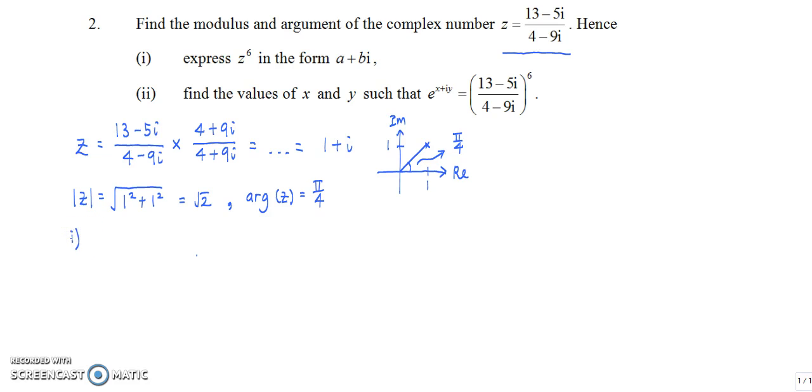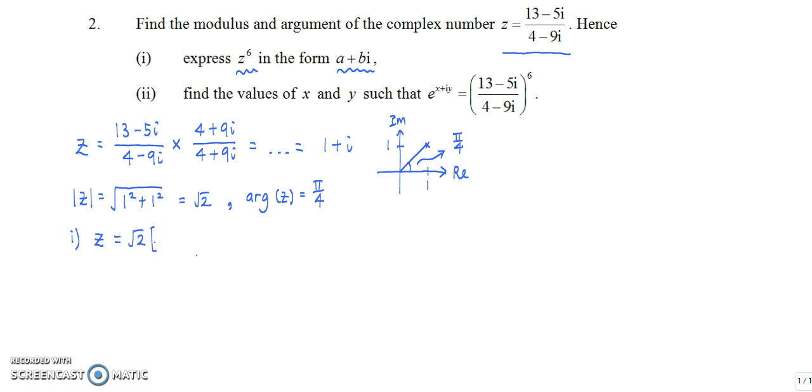Now, to answer part 1, express z to the power 6 in the form of a plus bi. This question has two things for you to take note. Number one, the power of z has been raised to the power of 6. This probably reminds you of using De Moivre's theorem, because the question previously has asked you to find modulus and argument. So definitely we will have to make use of these two aspects to help us find what z to the power of 6 is. Before we can do that, we shall first express our z in the trigo or polar form.